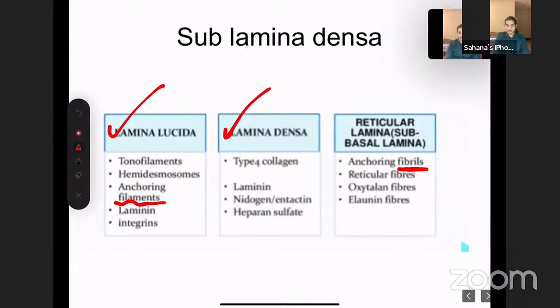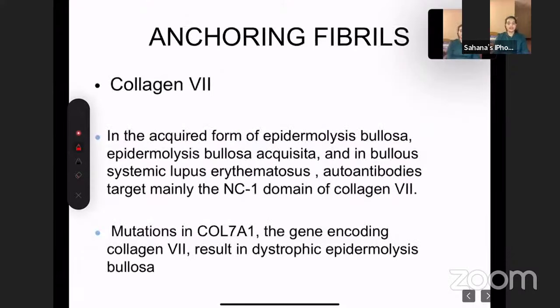So all this can come as a multiple choice question. Anchoring fibril comes in the Sublamina Densa. So what is anchoring fibril? Anchoring fibril is nothing but the other name for collagen 7. I'm just going to repeat it again and again so that it's easier. 17 was in the hemidesmosome. Okay, 4 was in Lamina Densa and 7 is Sublamina Densa.